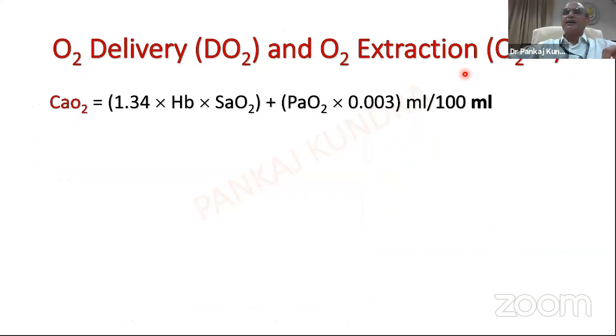Now let's come to another aspect where all these three categories are required. What is oxygen delivery? We must know that there has to be an arterial oxygen content, which we already know is the hemoglobin concentration times the saturation multiplied by 1.34, plus the plasma dissolved oxygen, which is 0.003 times the PaO2. That will give us the arterial oxygen content.